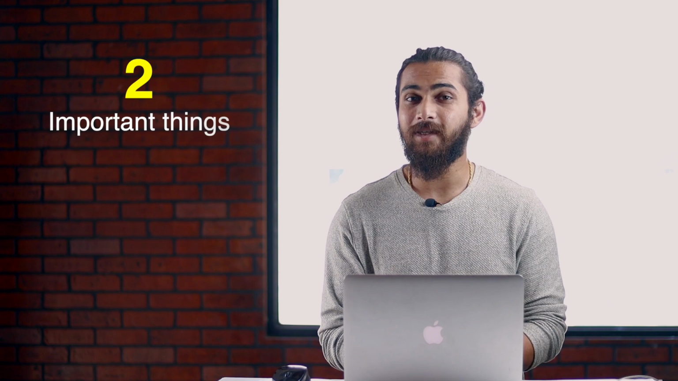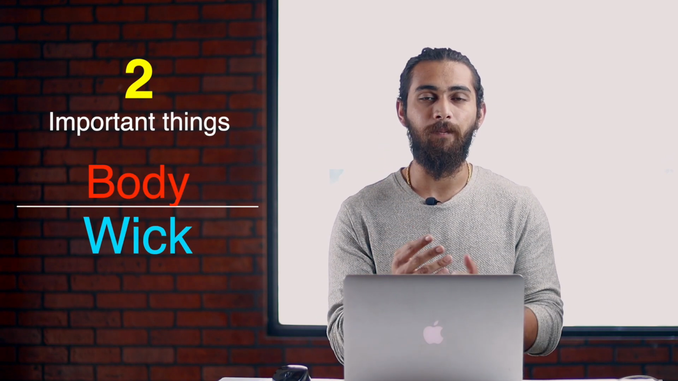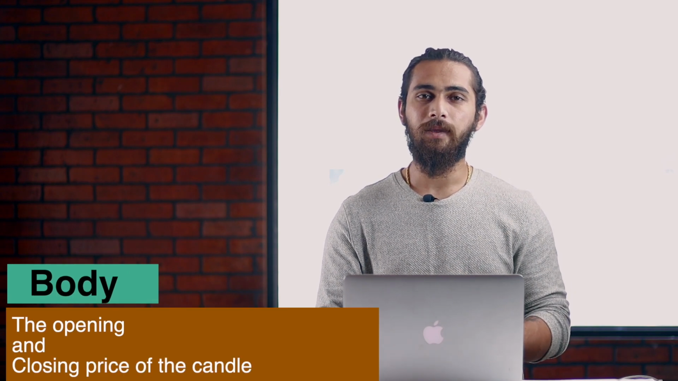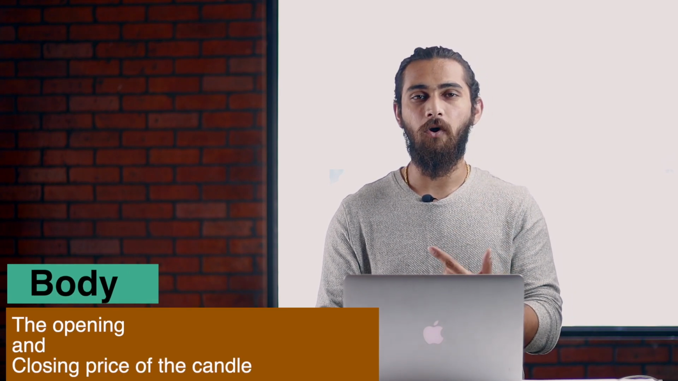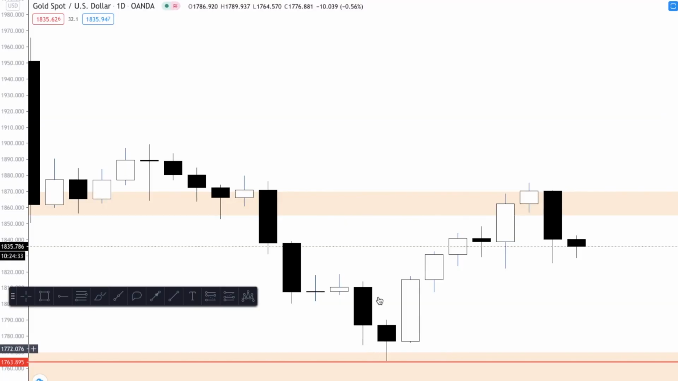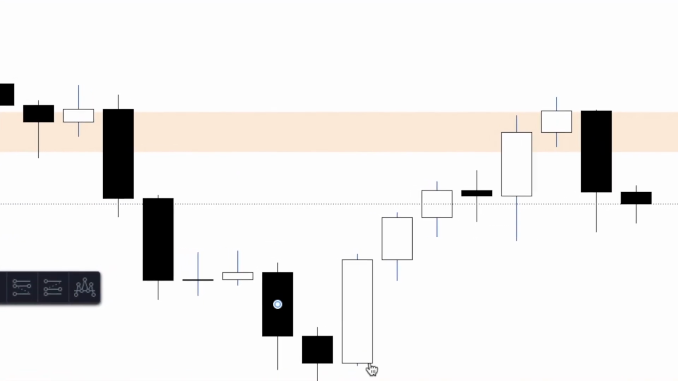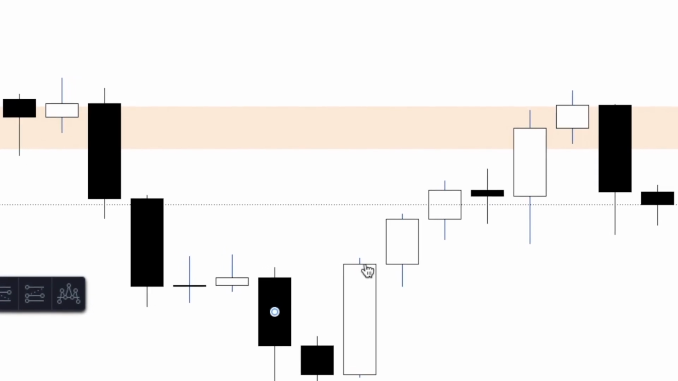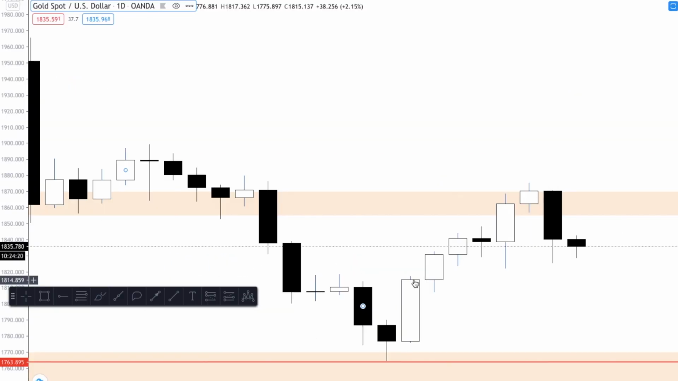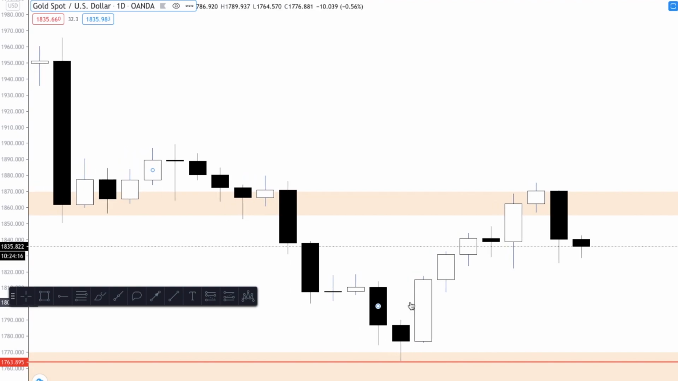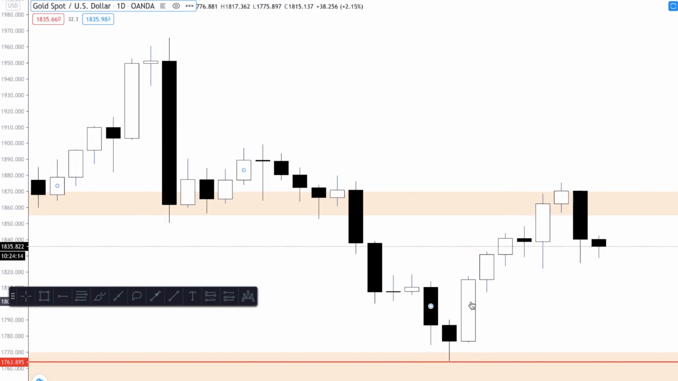The candlesticks consist of two important things, the body and the wick. The body tells us about the opening and the closing price of the candle. Like here in this example, you can see the candle started from here, that is 1776.881 and ended at 1815.137. You can also directly see the opening and the closing price of the candle without having to point the cursor at the end and the start of the body.